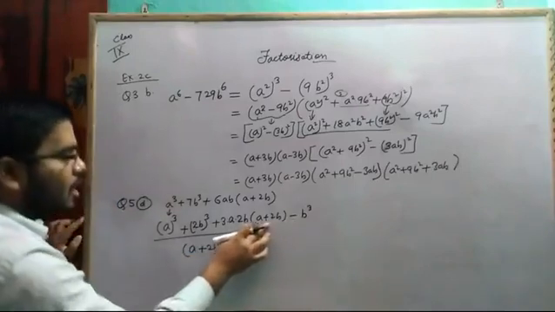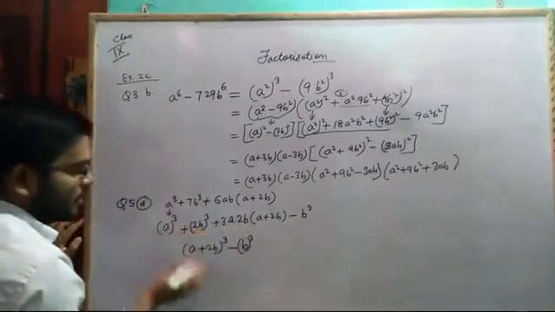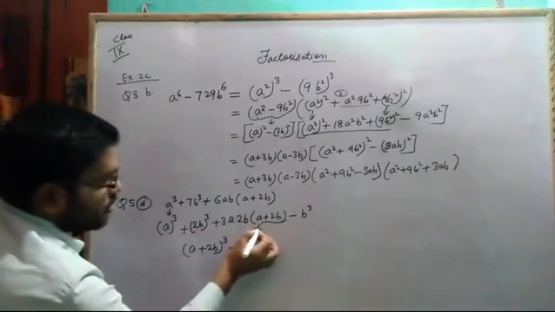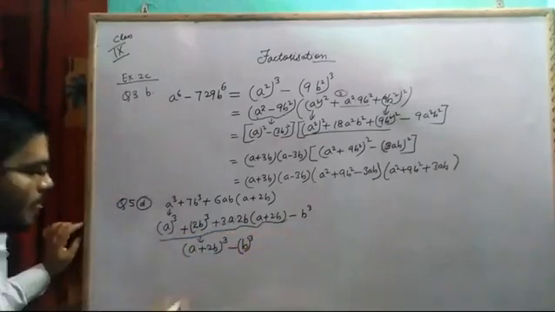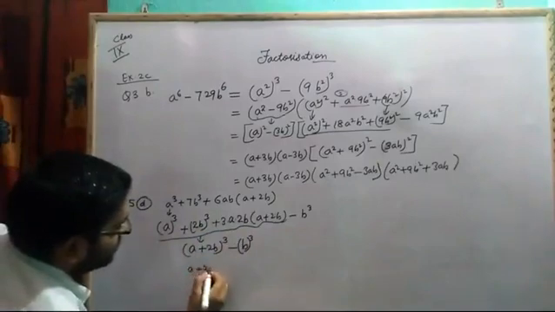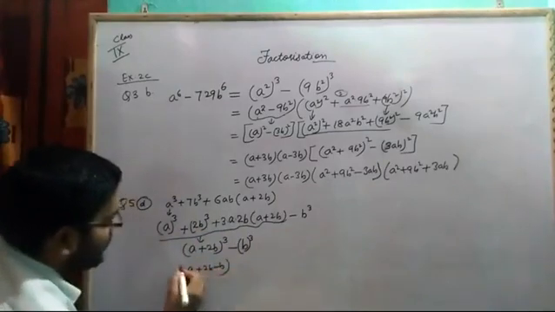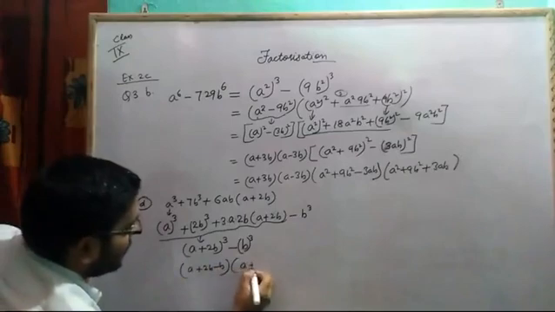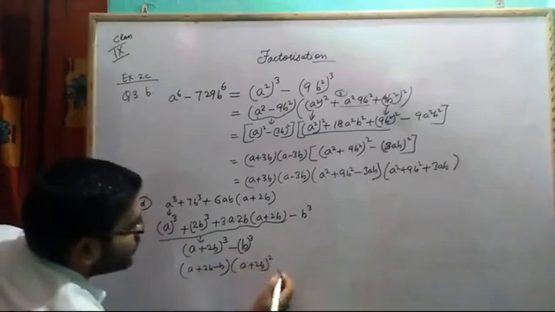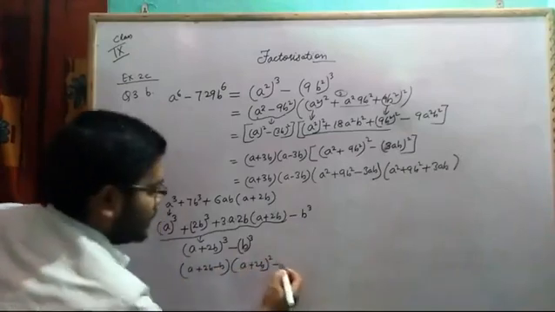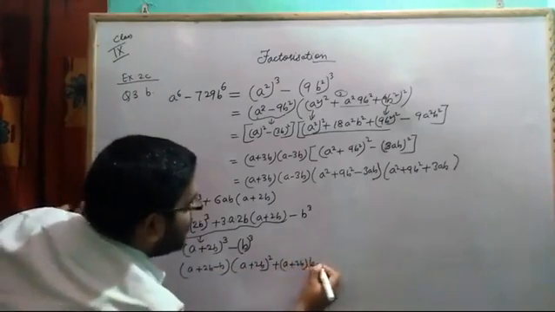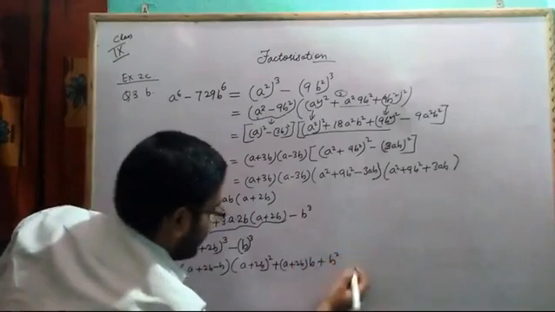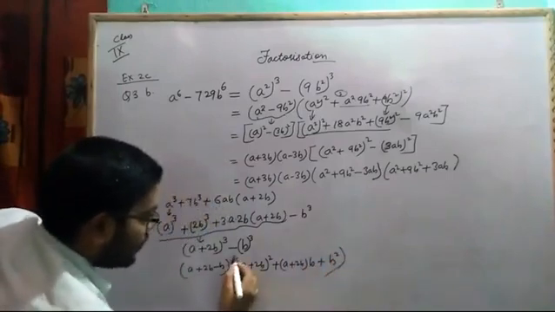Now you know the formula of a cube minus b cube. Here from here to here it is written like this, and then b cube came here. Now it will be (a + 2b) minus b into (a + 2b) whole square minus, not plus, na, (a + 2b) into b plus b square. I hope all of you know this one.